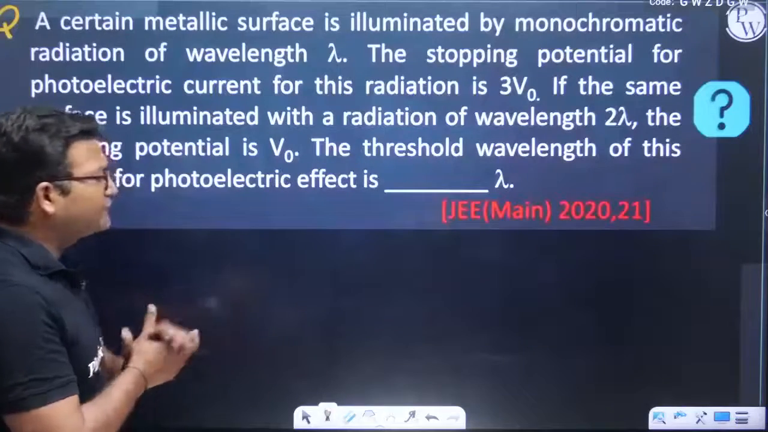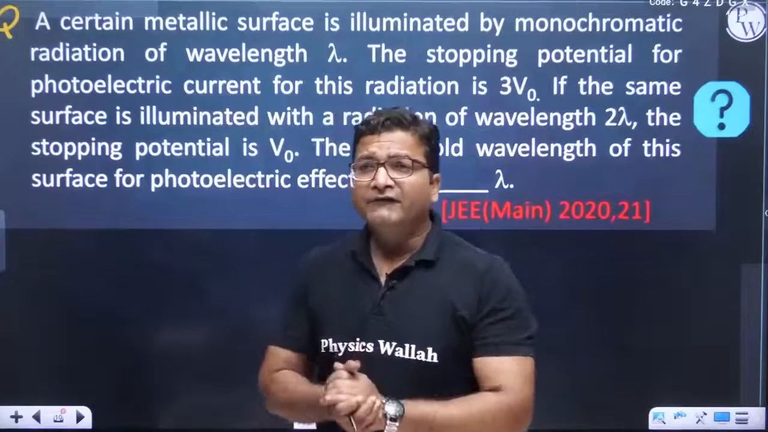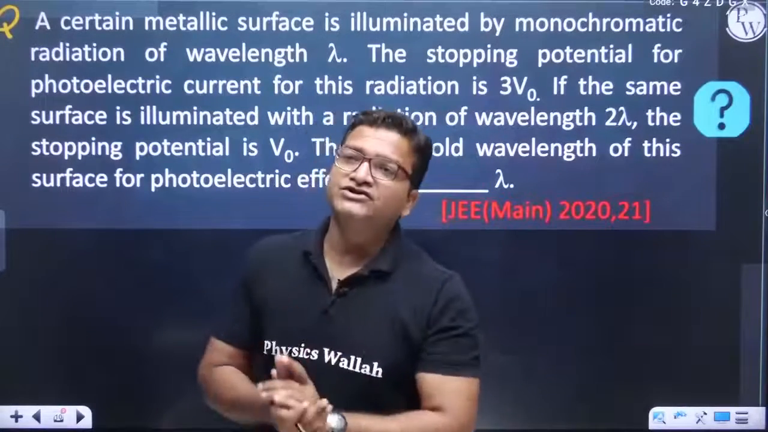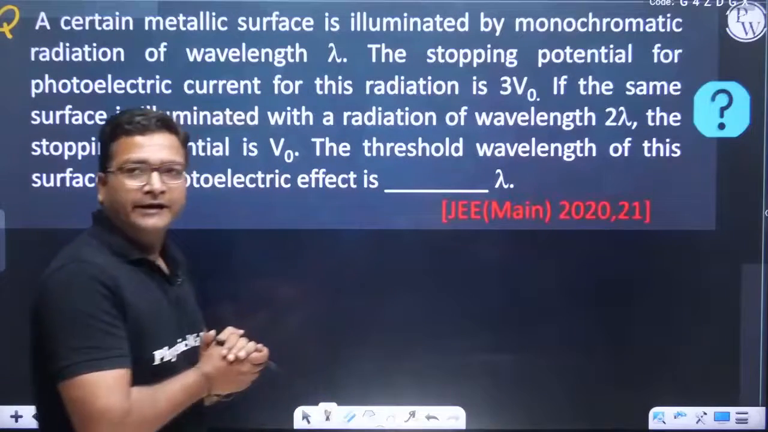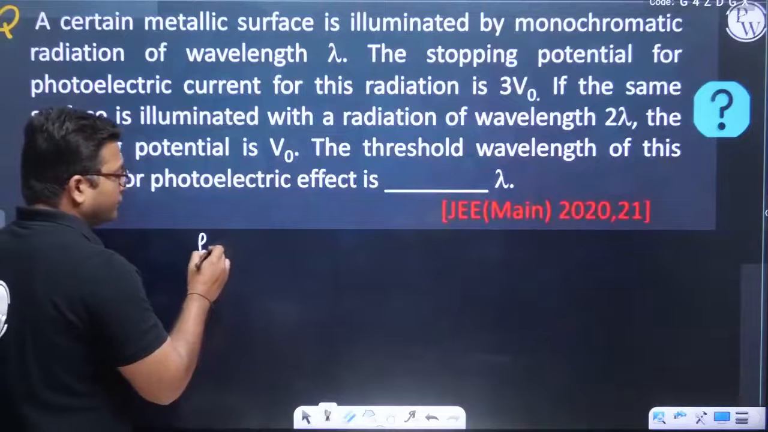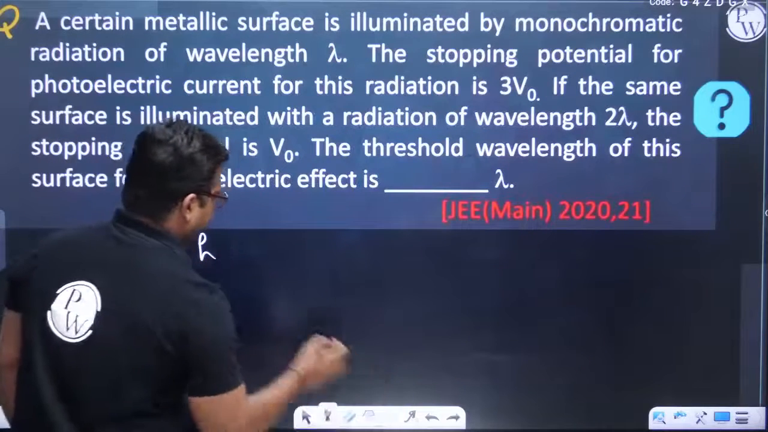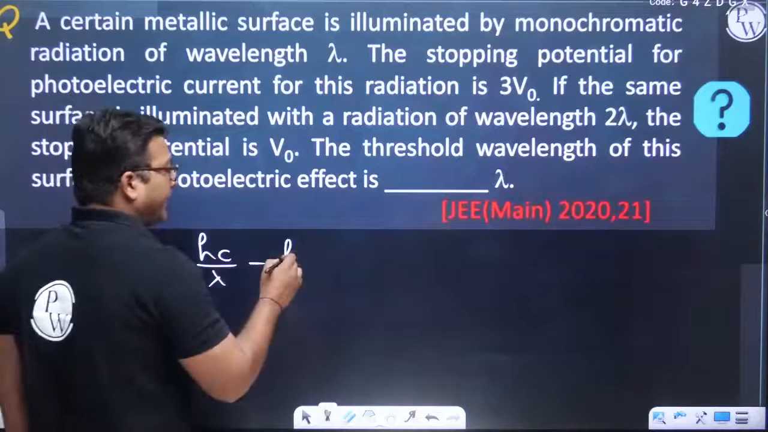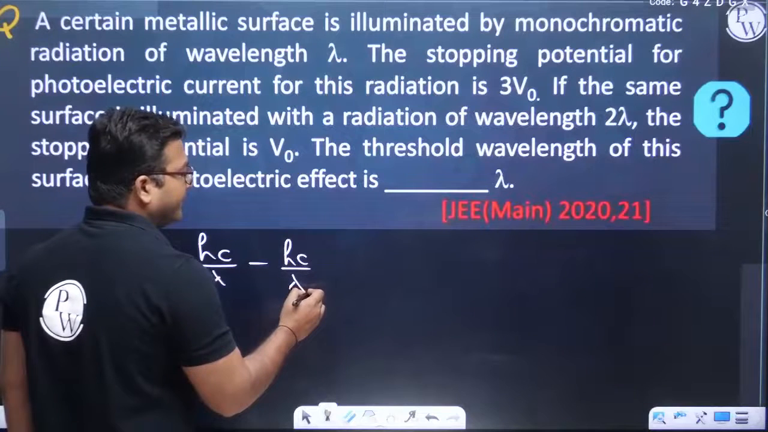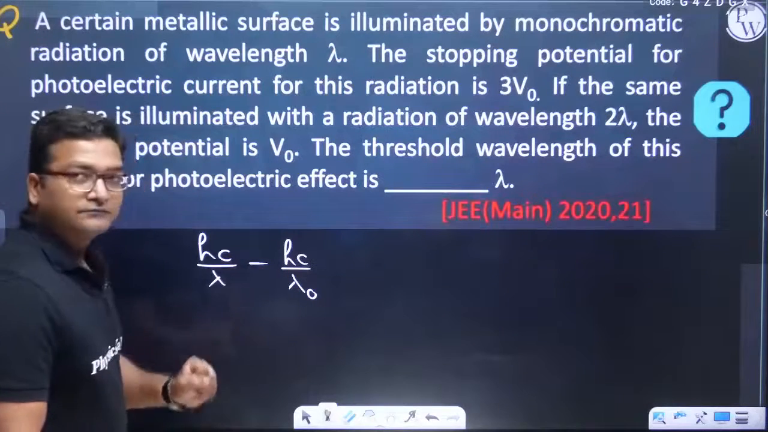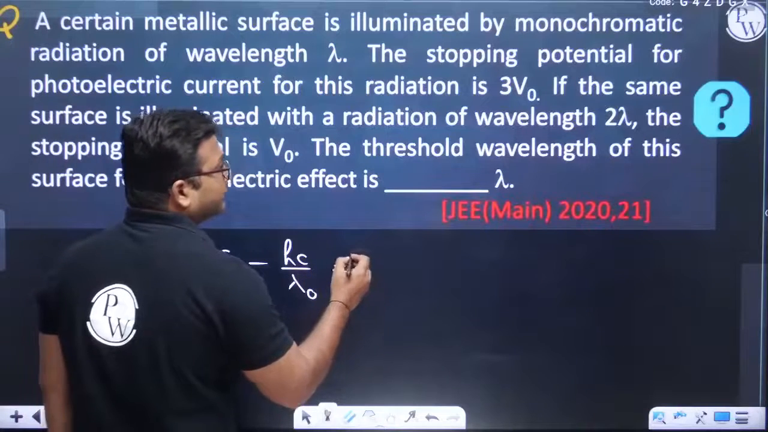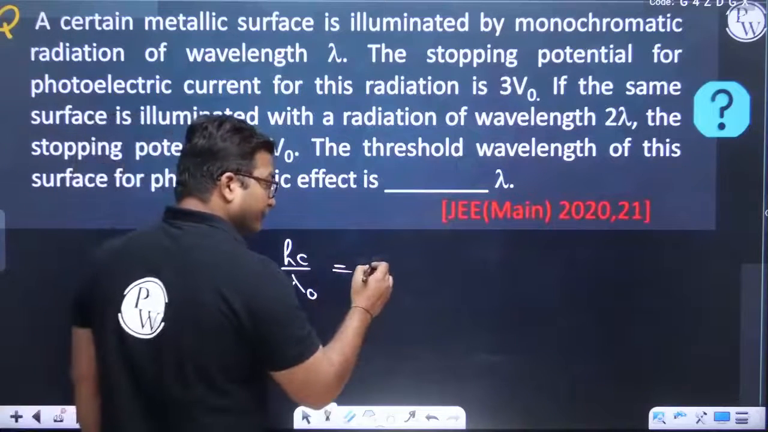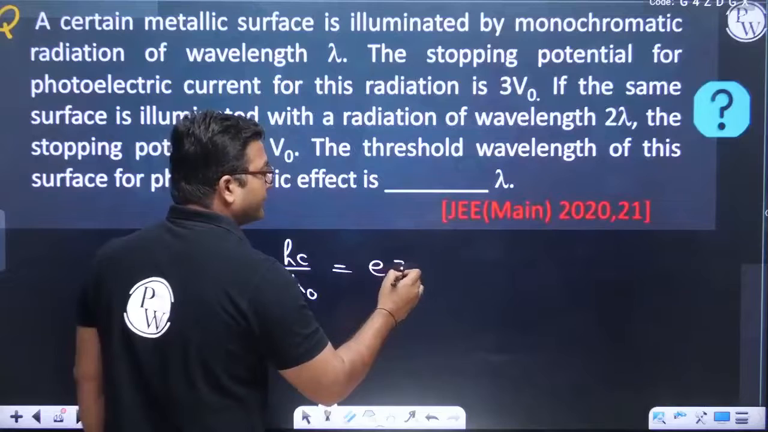Let us solve a few questions based on stopping potential. Here we have a certain metallic surface illuminated by monochromatic radiation of wavelength lambda, and the stopping potential is 3V0. Okay, so let's write it in Einstein's equation. The energy of the photon hc by lambda minus the work function, which can be written as hc by the threshold wavelength, say lambda naught, equals the kinetic energy of the maximum energetic electron. If the stopping potential is 3V0, that would be e times 3V0.